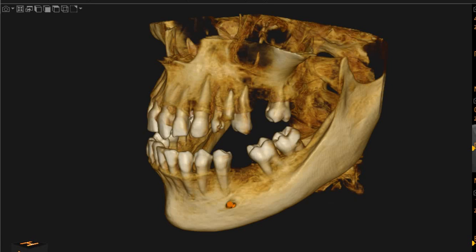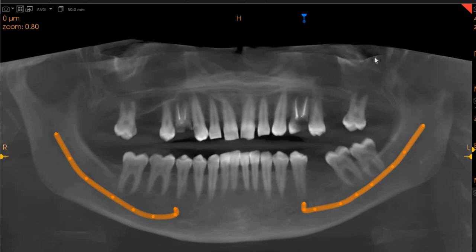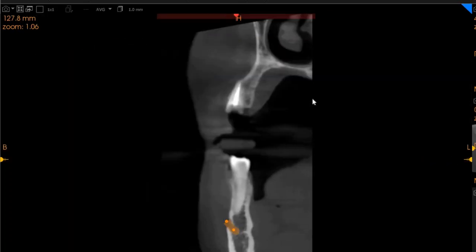This is the CBCT of the patient that you had requested. The area of interest is the upper right 4 and 6, the upper left 4 and 6, and the lower left 6. Now we'll start with the upper left segment. The upper left segment, this is the transaxial view, which is basically the proximal view.